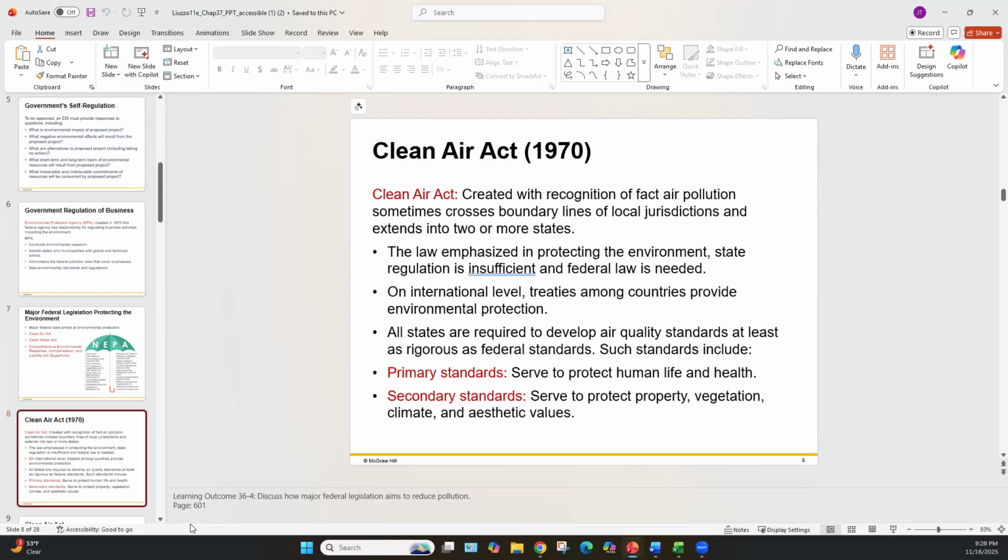All states are required to develop air quality standards at least as rigorous as federal standards. Such standards include primary standards, which serve to protect human life and health. That is the number one standard you've got to follow. You've got to protect human life and the health of humanity. Secondary standards serve to protect property, vegetation, climate, and aesthetic values.